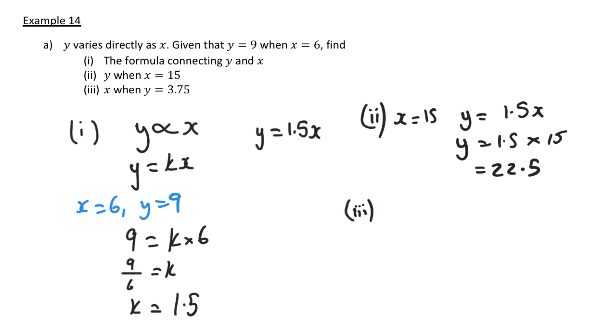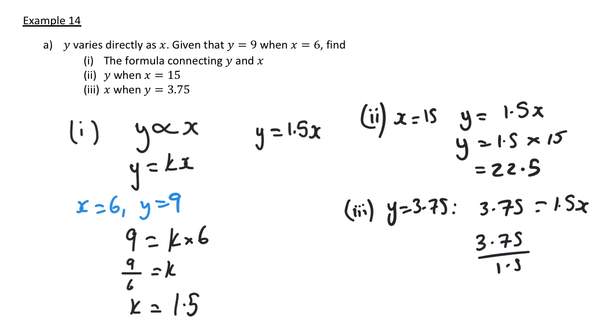Part 3, find the value of x when y is 3.75. Then we get 3.75 equals 1.5x. We'll divide by 1.5, so 3.75 over 1.5 is going to equal x. So 2.5 is equal to x, or x equals 2.5.